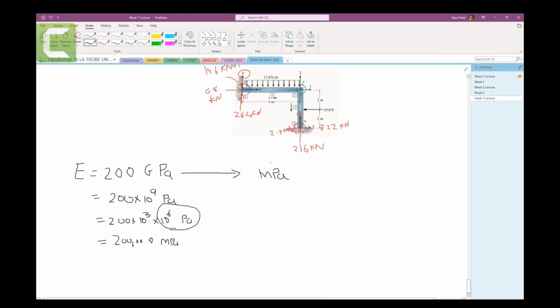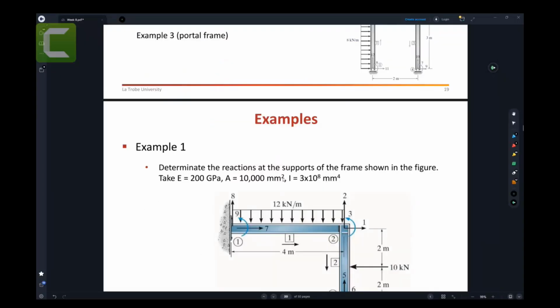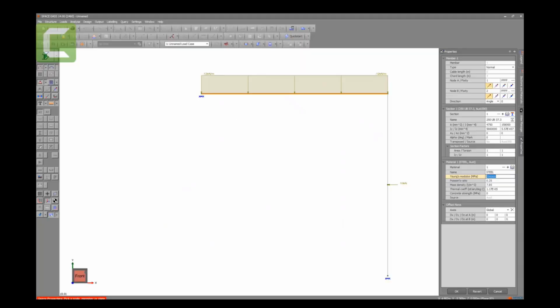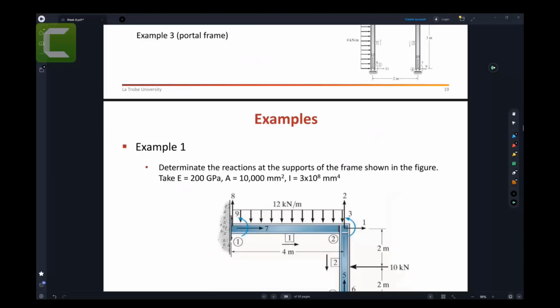Second, we have been given area, 10,000 millimeters squared. That's the area given to you. What we need in this one is just millimeters squared. So lucky enough, we put 10,000 in here in area. Probably we can put 10,000 here as well to be precise. So that is all good. 10,000 given to us.